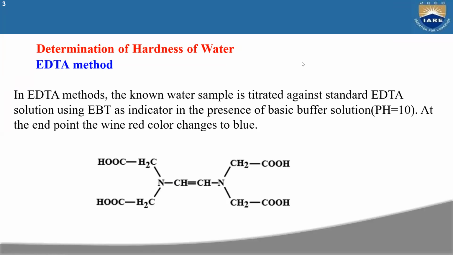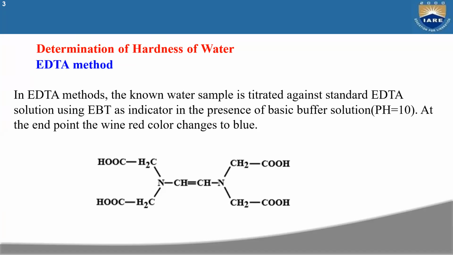So in the EDTA method, the water sample is titrated against standard EDTA solution using EBT. Anybody know the EBT full form? EBT means Eriochrome Black T indicator. It is used as the indicator in the presence of a basic buffer solution. Here, as the basic buffer solution we can take ammonium hydroxide and ammonium chloride.